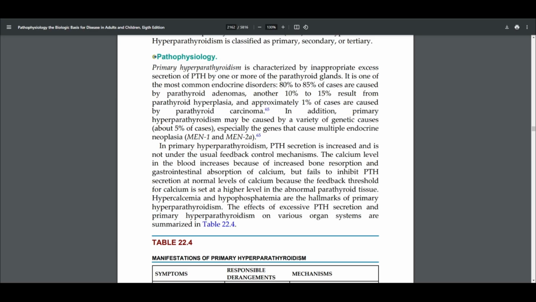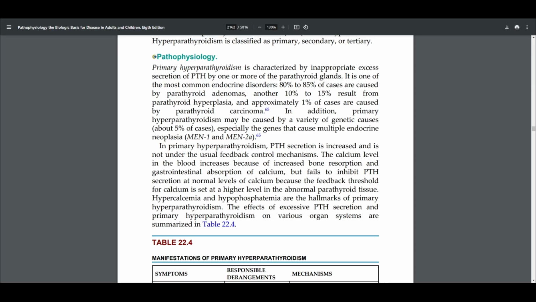The pathophysiology of primary hyperparathyroidism is characterized by inappropriate excess secretion of PTH by one or more of the parathyroid glands. It is one of the most common endocrine disorders. About 80 to 85% of cases are caused by parathyroid adenomas. Another 10 to 15% result from parathyroid hyperplasia, and roughly 1% of cases are caused by parathyroid carcinomas.